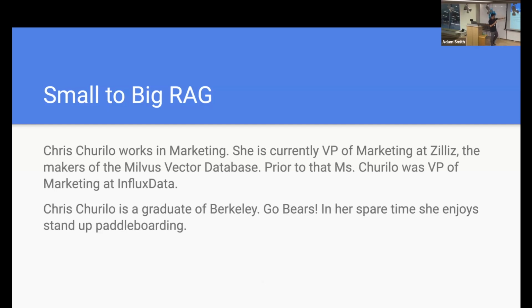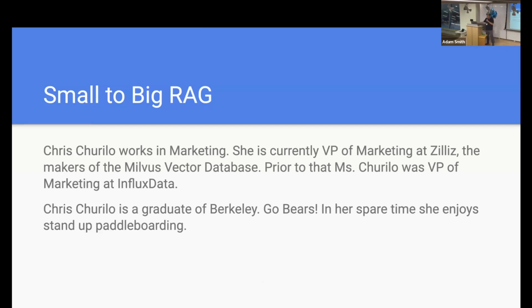I have an example, which I've updated for this one. I'm just going to read it out. Chris Chirillo works in marketing. She is currently VP of marketing at Zilliz, the makers of the Milvus vector database. Prior to that, Ms. Chirillo was VP of marketing at Influx Data. Chris Chirillo is a graduate of Berkeley, go Bears. In her spare time, she enjoys stand-up paddleboarding.